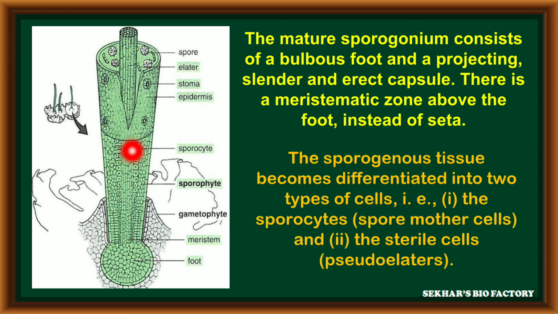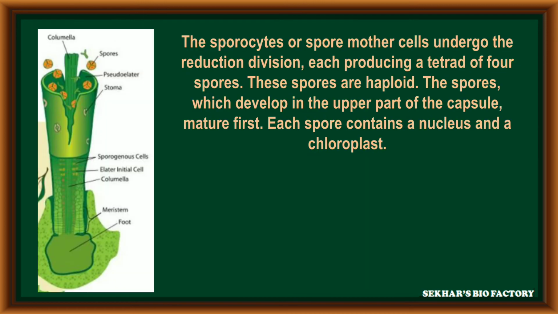The sporogenous tissue present in the capsule is now differentiated into two types of cells. Some of the cells are called sporocytes, or spore mother cells, and the sterile cells are called pseudoelaters. The sporocytes, the spore mother cells, undergo reduction division to form a tetrad of haploid spores. These haploid spores develop in the upper part of the capsule and mature first. Each spore consists of a nucleus and a chloroplast in its structure.